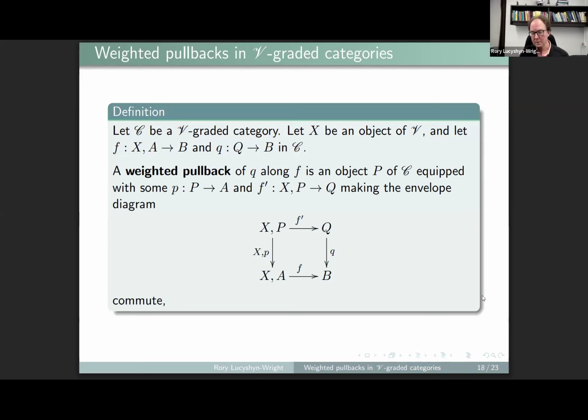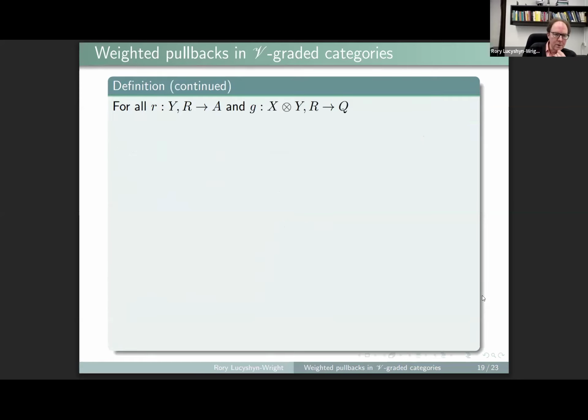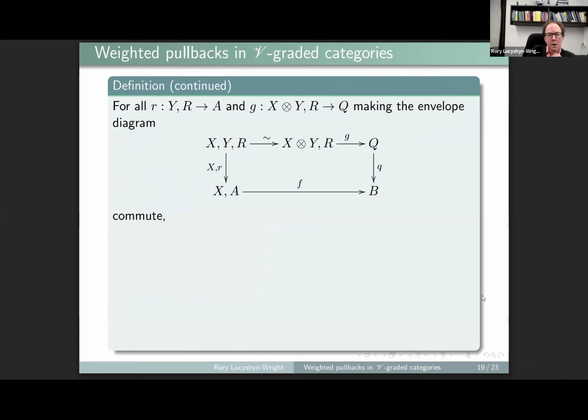And we'll have to ask for a universal property. It won't be just a simple ordinary universal property this time. We need a graded universal property. A graded universal property, let's spell this out briefly. So we throw in a grade, an additional object Y of V, and so this is the graded aspect of the universal property. For all r of this form and every graded morphism g of this form, with a grade being the monoidal product, making the envelope diagram of this form commute, so we're just dealing with that additional grade Y thrown in.